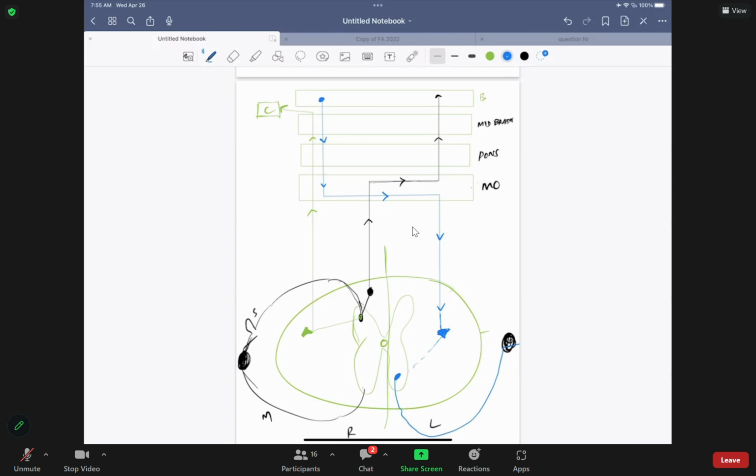Now, there's a special name for where this tract crosses. It is called the pyramid of the medulla oblongata. The pyramid is a unique structure found in the medulla oblongata. In fact, the idea of the medulla oblongata is seen by looking at the pyramid. Is that clear, folks?